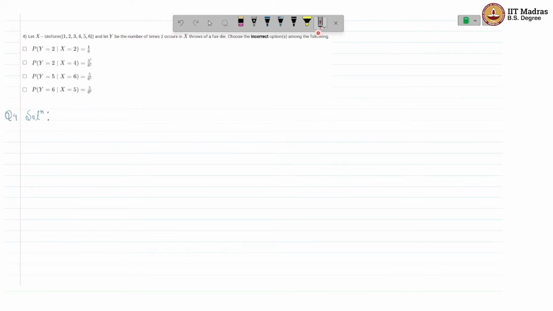Moving on, question number 4. Question number 4 says let x be a random variable which is uniformly distributed in discrete values 1, 2, 3, 4, 5, and 6, and let y be the number of times 2 occurs in x throws of a fair die, and we have to choose the incorrect options among the following. So the setting of the question is that x is a random variable which is uniformly distributed, and on the basis of the value random variable x is taking, we are throwing a fair die x number of times, and y is another random variable which is the number of times 2 occurs in x throws of a fair die.